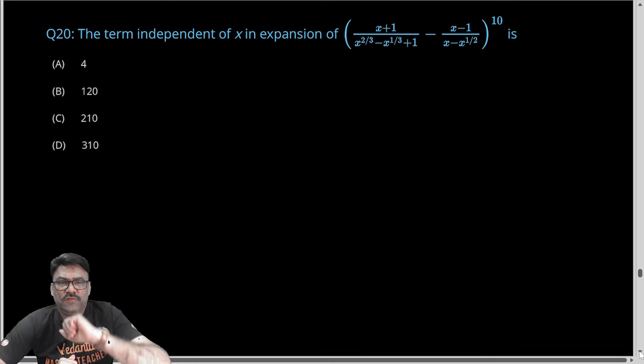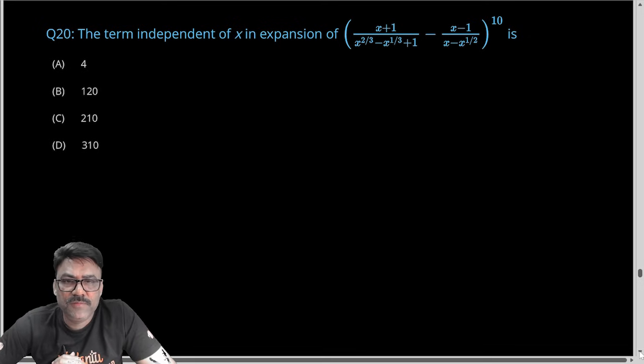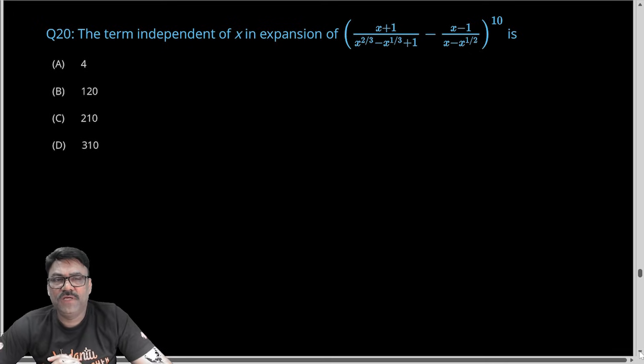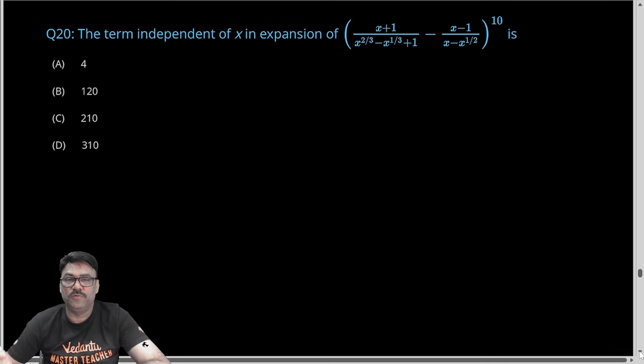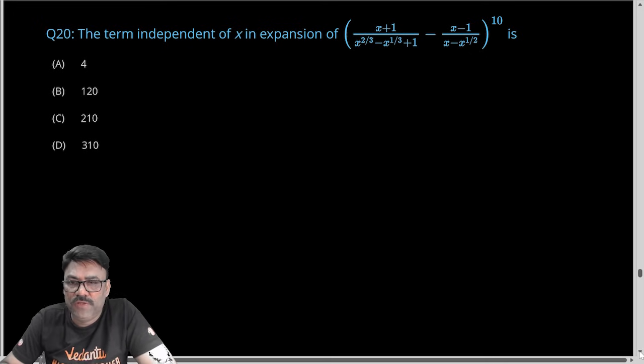Let's see this question. This is from binomial. You have to get the term independent of x in this binomial expansion, meaning the constant term of this binomial expansion. So what you will do, first try to simplify this expression. It is a slightly complicated one here.